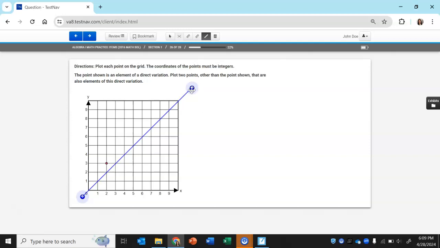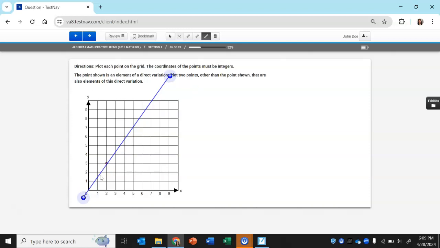Actually, my bad. It doesn't. It has to go through 0, 0, but it has to go through this point. So let me change it right there. Basically, you're asked to pick 2 other points that are on this direct variation right there.